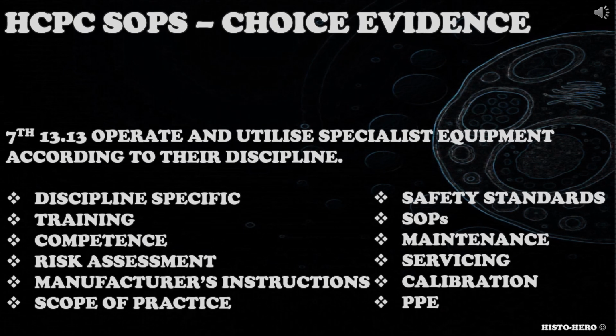The seventh standard is, operate and utilize specialist equipment according to their discipline. Another straightforward one. Show that you can operate and utilize specialist equipment according to your discipline. What specialist equipment can you use and utilize in your department? Can you explain how the equipment works? When would you use it? How would you check if it worked okay? Can you perform routine maintenance? Consider discipline-specific equipment, your training, competence, acting within scope of practice, risk assessments associated with the equipment, manufacturer's instructions, safety standards, SOPs, maintenance, servicing or calibration.